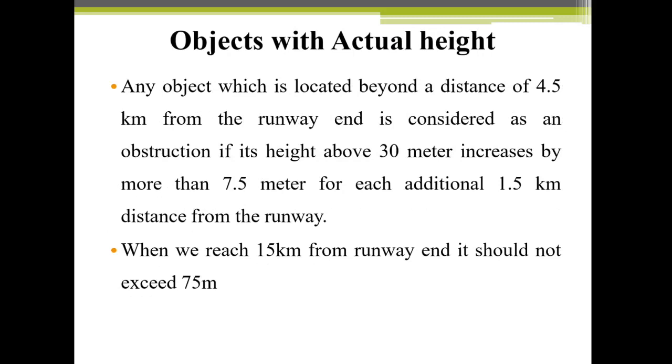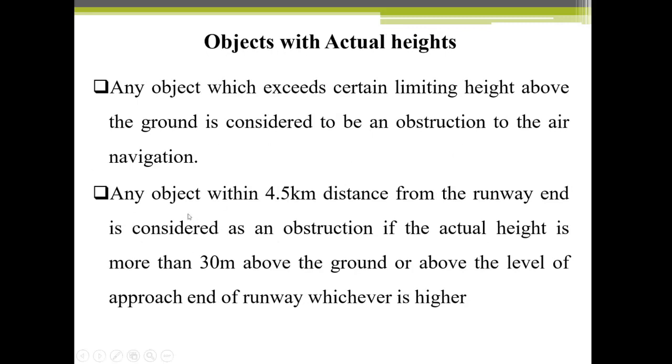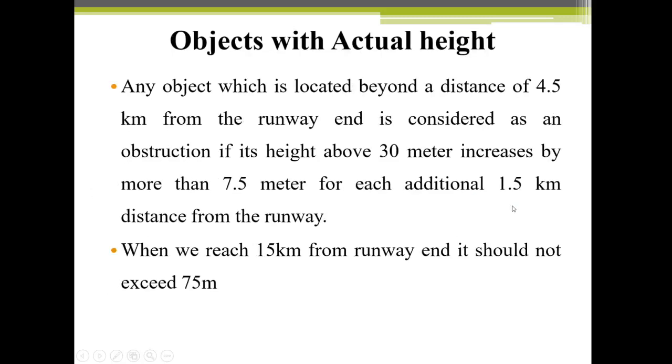Any object which is located beyond a distance of 4.5 kilometers from the runway end is considered as an obstruction if its height above 30 meters is increased by more than 4.5 meters for each additional 1.5 kilometer distance from the runway. Now see, the earlier condition was for an object within 4.5 kilometer distance from the runway, and this condition is for when the object is beyond 4.5 kilometers from the runway end. In that case, 30 meters plus 7.5 meter addition per 1.5 kilometer was required. If it goes above that, then it was considered to be an obstruction for the aircrafts. So when we reach 15 kilometers from the runway end, it should not exceed 75 meters.